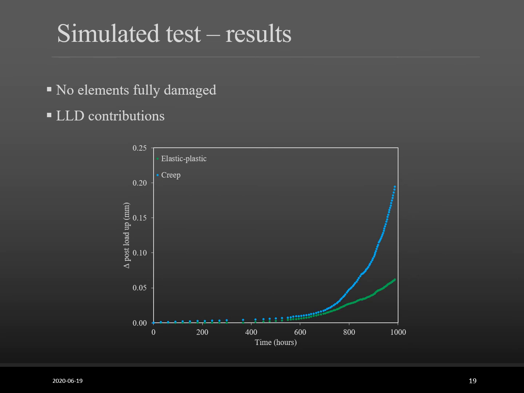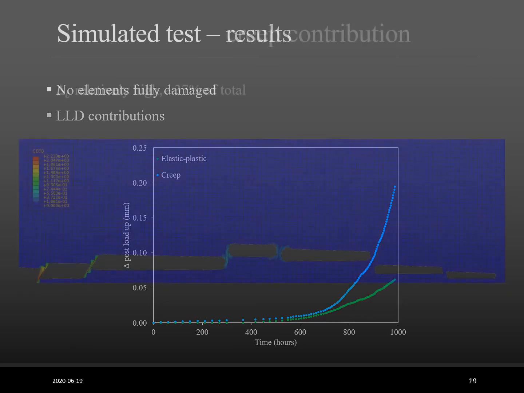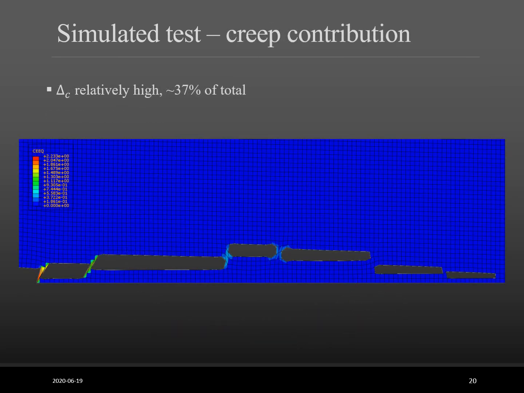This graph shows the contributions post load up, and from this it can be seen that once the load had been applied, the majority of the deformation was due to creep. The reason for such a high creep contribution, roughly 37% of the total, is shown here. Because none of the ligaments broke, they were able to continuously deform by creep, and because the stresses in the ligaments were still high, the creep rate was also high.